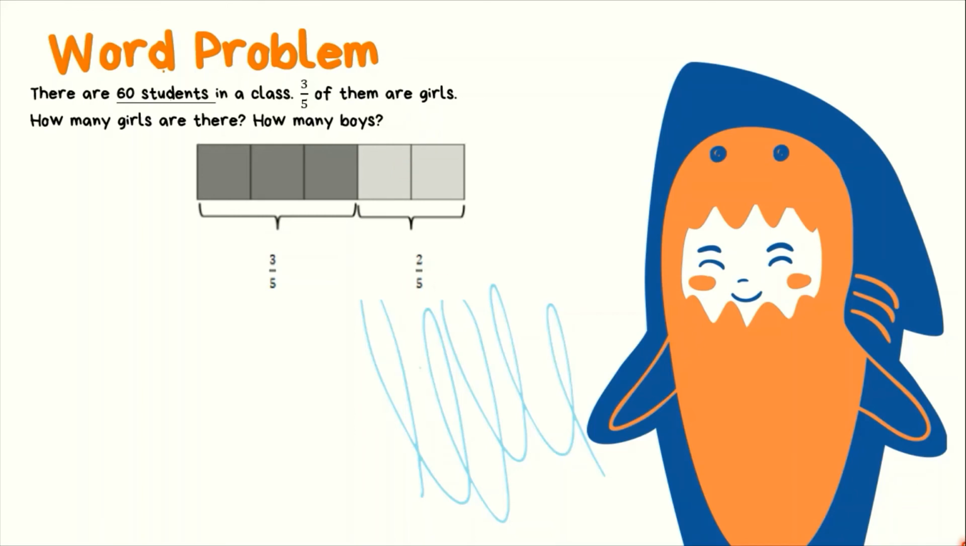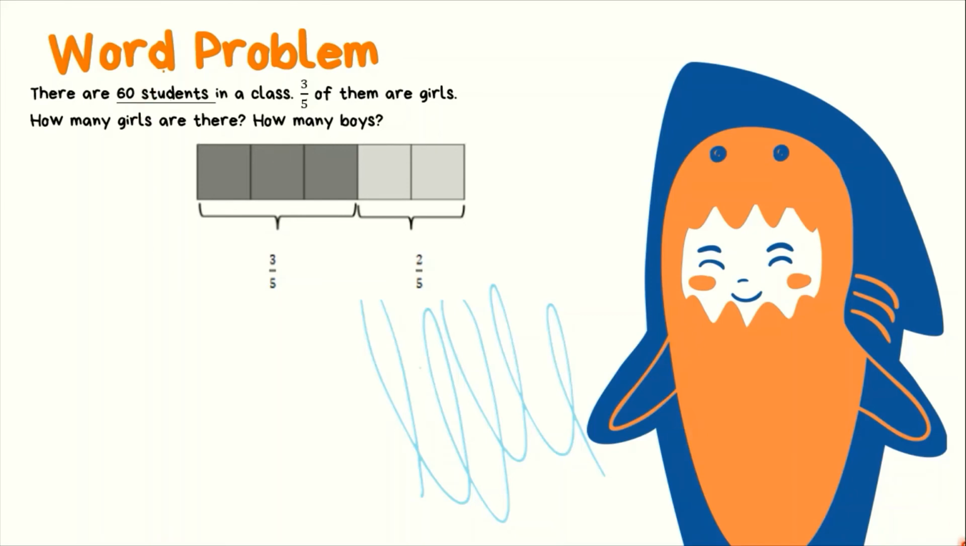Para ating masolve ang word problem na ito, uunahin muna nating alamin kung ano ba yung value ng kada block na ito since hinati yung 60 sa 5. Yung isang block na ito ay pwede nating consider as 1/5. So, ito ay 5 1/5. 1/5 plus 1/5 plus 1/5, tatlong 1/5 ay 3/5. Dalawang 1/5 ay 2/5. 3/5 plus 2/5 ay 5/5. 5/5, isang buo, representing the total number of 60 students.